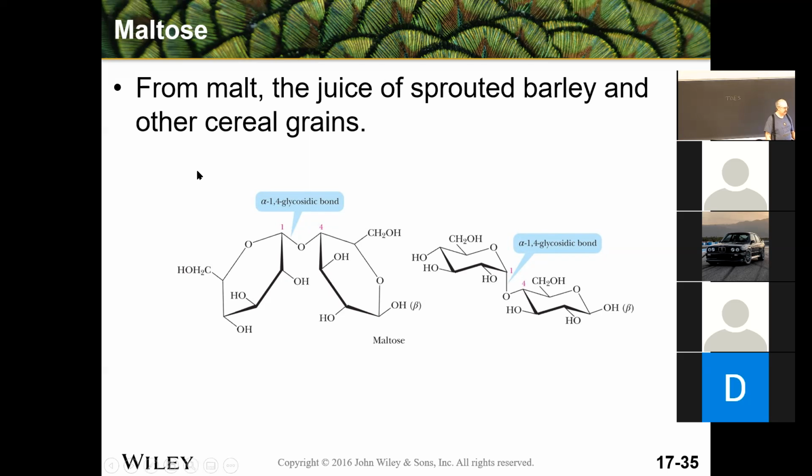Okay, maltose is obtained from the juice of sprouted barley and other cereal grains. It consists of 2 glucose units that are connected 1 to 4, but it's an alpha 1 to 4 glycosidic bond. So the glucose on the left is alpha, and it's connected to carbon number 4 of this other glucose.